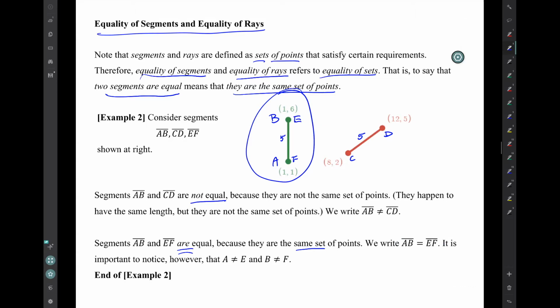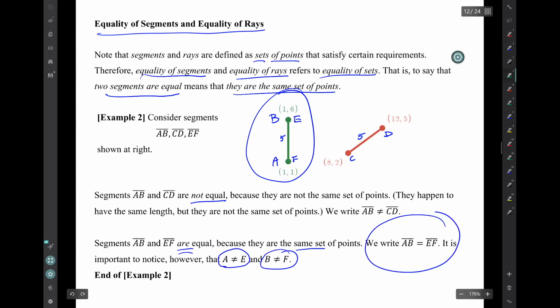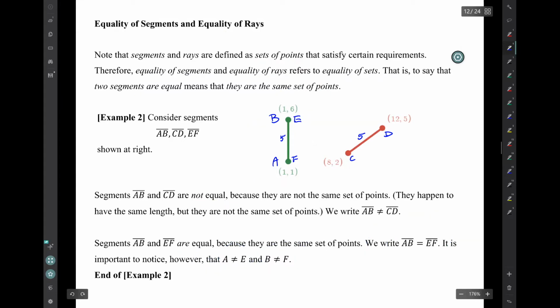It's important to notice, however, that A is not equal to E and B is not equal to F. That is to say, in this symbol, the letter on the left denotes a point that's not the same as the letter on the left in the other symbol. And the letter on the right in that symbol denotes a point that's not the same point as the letter on the right in the other symbol. So even though this equation is true, those segments are equal, those points are not equal. A is not equal to E, B is not equal to F. Let's go on.